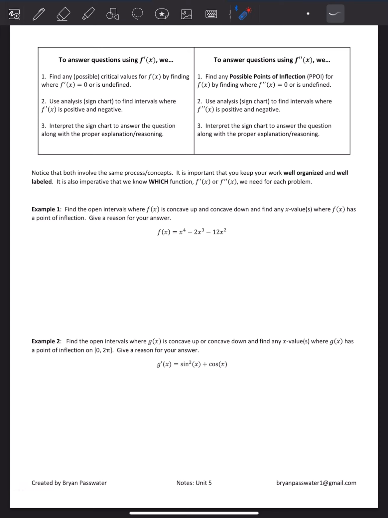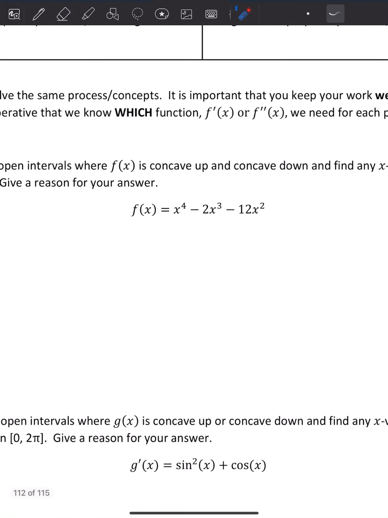So, in order to do what we need to do, we're going to do a lot of the same things that we would have done with increasing versus decreasing, except for now we're going to do it with our second derivative. So, find the open intervals where f of x is concave up and concave down. Find any x values where f of x has a point of inflection. Give your reason.